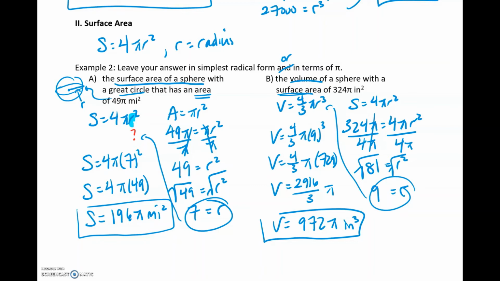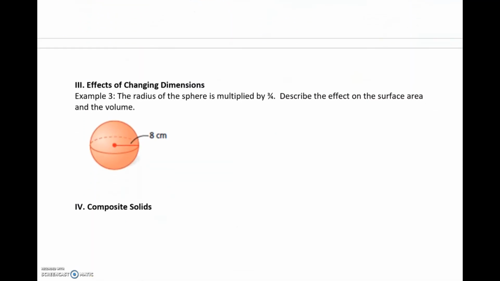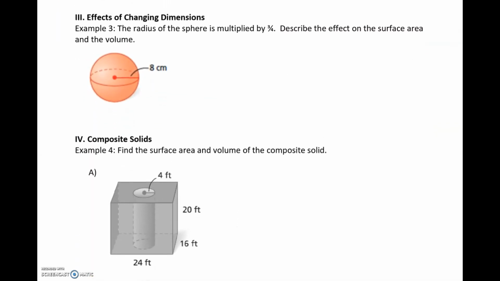Okay? So now that we're done with spheres, we can move on and talk about a couple more things. So we can look at changing dimensions. We can also look at this idea of composite solids. We talked about changing dimensions back when we dealt with area and perimeter and circumference, right? So we can take a look at the three-dimensional shape and work with the same thing. There's a relationship that we can recognize here.